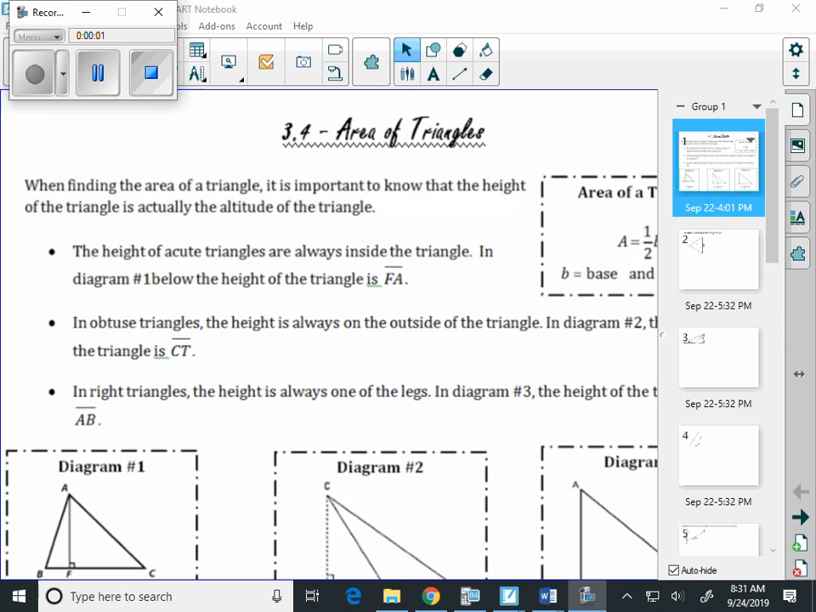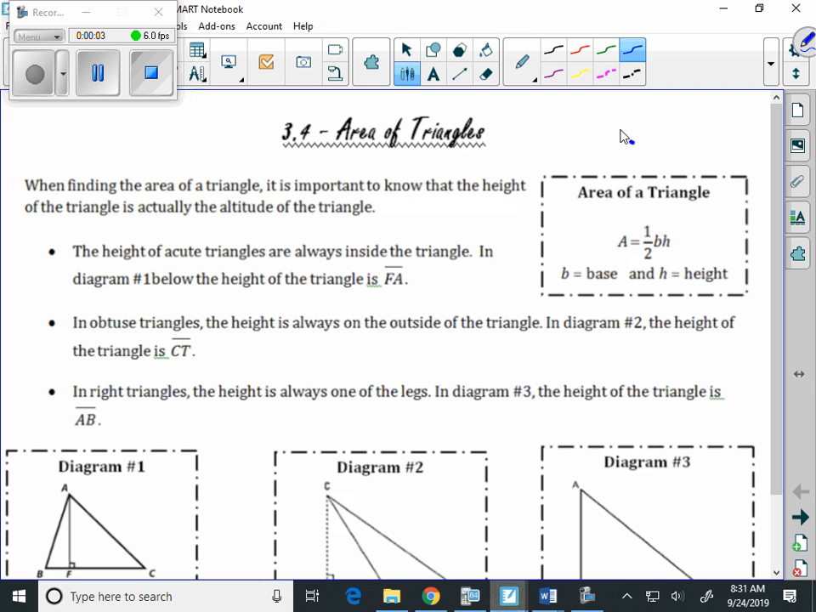So today we're going to talk about the area of a triangle. And when finding the area of a triangle, we're going to be using this formula over here, which will be provided to you on the state test in April. The area of a triangle is 1/2 times the base times the height. B is the base, H is the height.